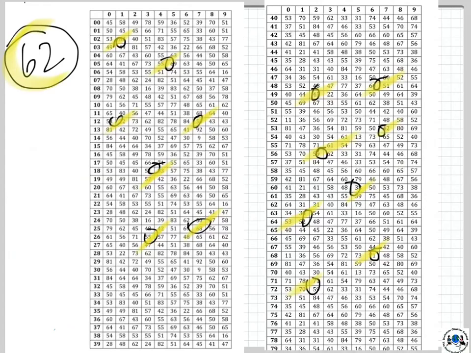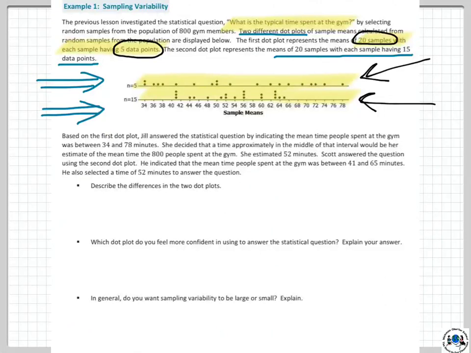So each sample in this dot plot, each sample mean, which is each dot, had a lot more data go into it. In fact, if we looked at that top dot plot, there were 100 data points chosen. In this bottom dot plot there are 300 data points chosen. Okay, so a lot more went into it, and hence the difference in the way it looks.